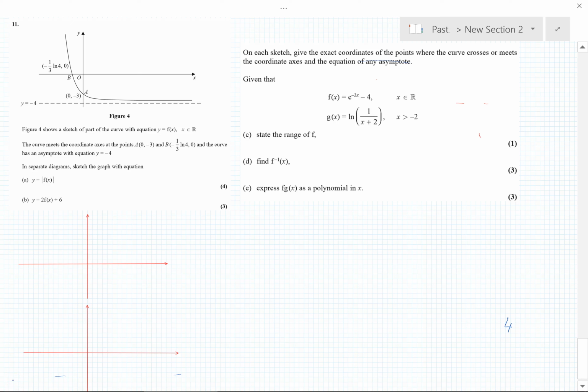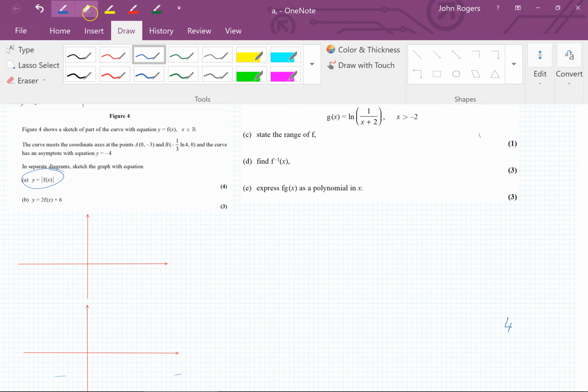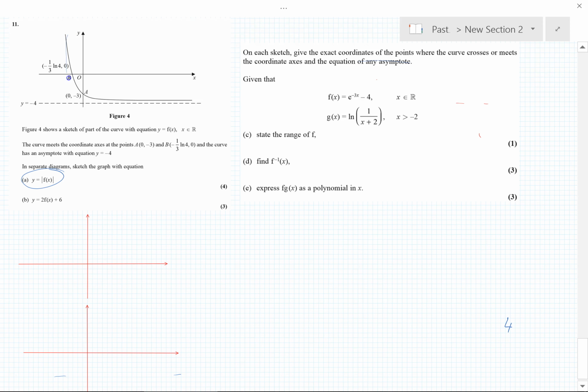Okay, so we're continuing with the C34 January 16 paper. This would be on a UK paper on C3 because it's functions. The first part is pretty straightforward. Modulus function, any positive values stay the same. So this bit here will stay the same. But this bit gets reflected.